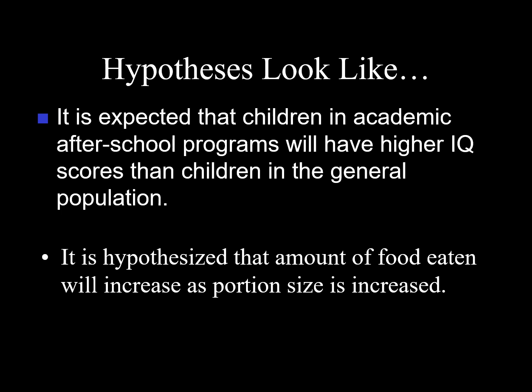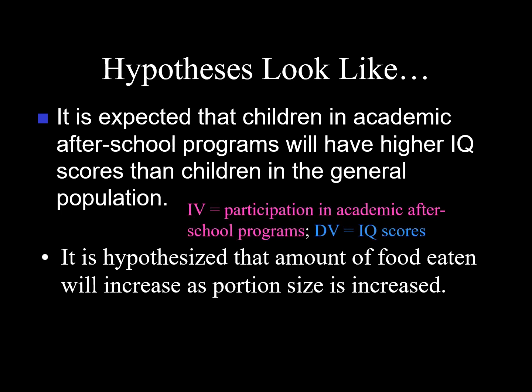In other words, do the kids that get less portion basically eat what they're given and then don't get more? And the people that are given more food eat more and basically finish their plate? Or are the kids that are getting less just going and getting extras afterwards? Again, we could look at that both ways. So if we look at these again, the top one, the IV is participation in the after-school program, the DV is IQ scores, and the bottom one, the IV is portion size, while the DV is the amount of food eaten.